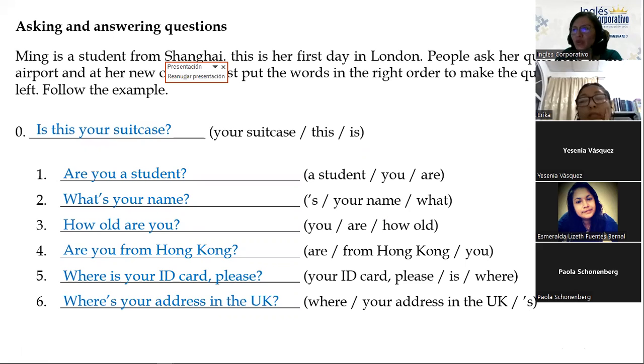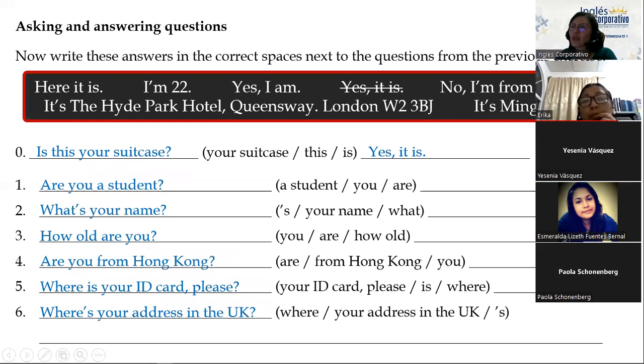Aquí hemos puesto yes and no questions. Ahora vamos a seguir trabajando con el mismo tipo de preguntas, ¿verdad? Now, guys, write these answers in the correct spaces next to the questions from the previous exercise, ¿ok? Entonces, aquí lo que vamos a hacer es contestar, dar la respuesta. Y la respuesta va a ser dependiendo si es una yes no question o una information question, ¿verdad?